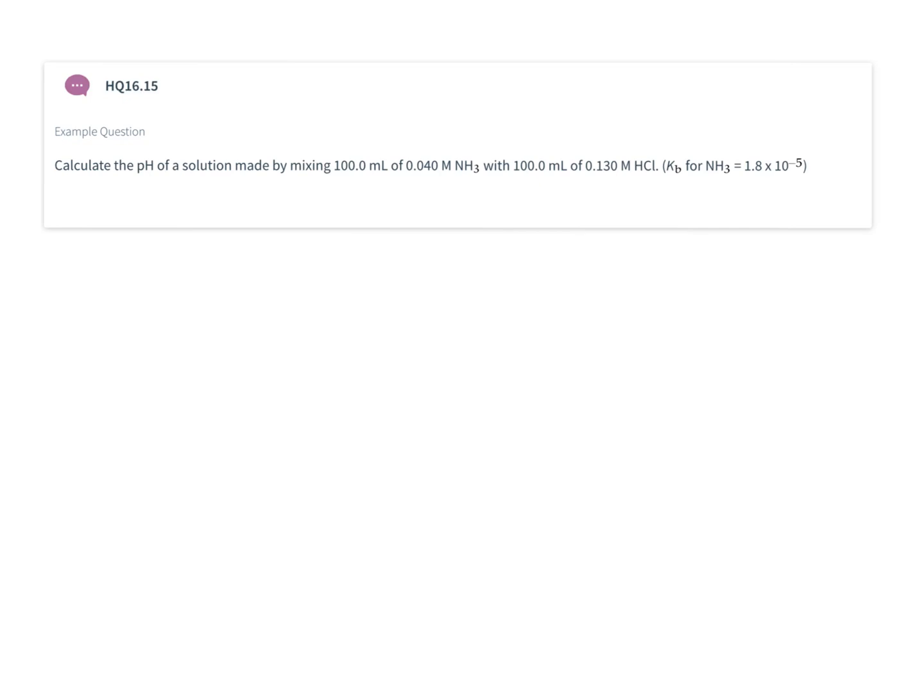For question 16-15, we're asked to calculate the pH of the solution after mixing two different reagents together. We're mixing together 100 milliliters of ammonia with 100 milliliters of HCl. Ammonia happens to be a base, and HCl happens to be an acid. HCl is actually a strong acid, so we're looking at a neutralization reaction.